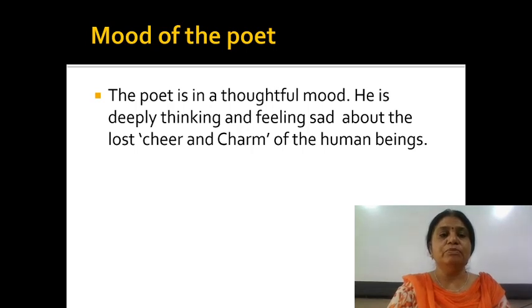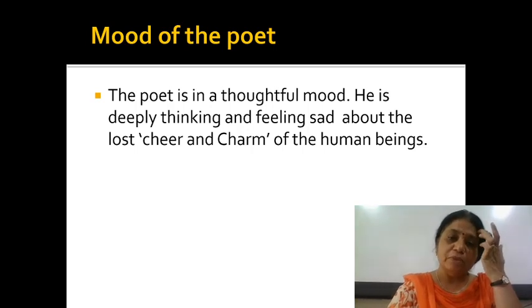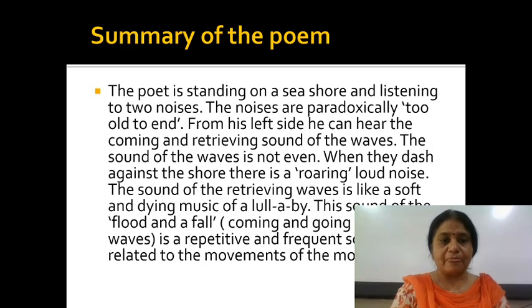Now, if we talk about the mood of the poet in this poem, The Sea and the Skylark, he is in a thoughtful mood. He is thinking over the deep contrast of human beings with that of the entities of nature. He is deeply thinking and feeling sad about the lost cheer and charm of human beings. Then, this point includes the summary of the poem, and as I told you, this is the longest part of critical appreciation where we have to attempt this detailed summary of the poem.